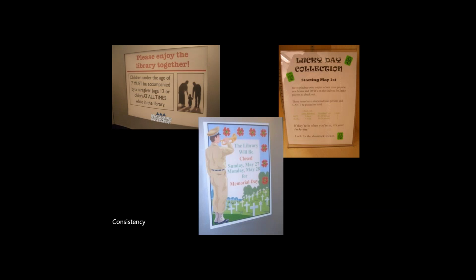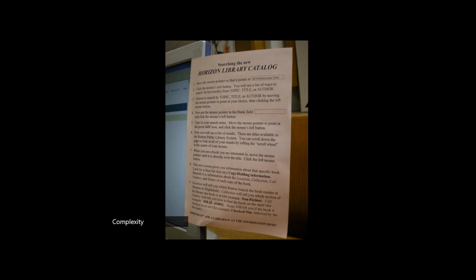All right, so some bad examples. These 3 signs are all from the same library. The Please Enjoy the Library Together sign actually includes some of their branding information for their library. The other signs don't, which is a lost opportunity at consistency. Even with informational signs, reinforcing your brand helps people understand that it's something important and official that the library really deliberately wants to tell them.